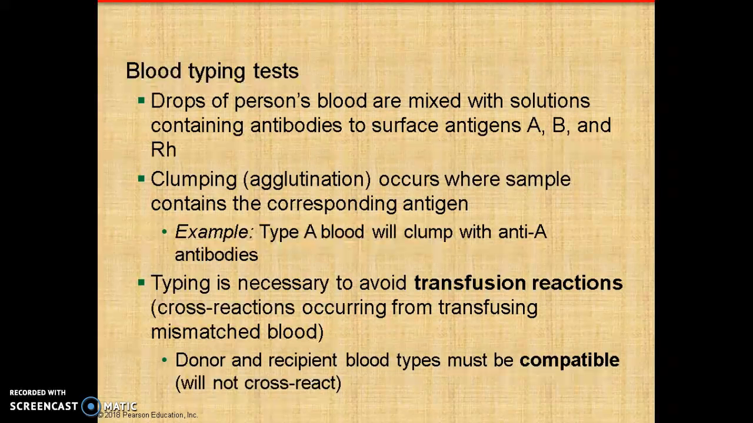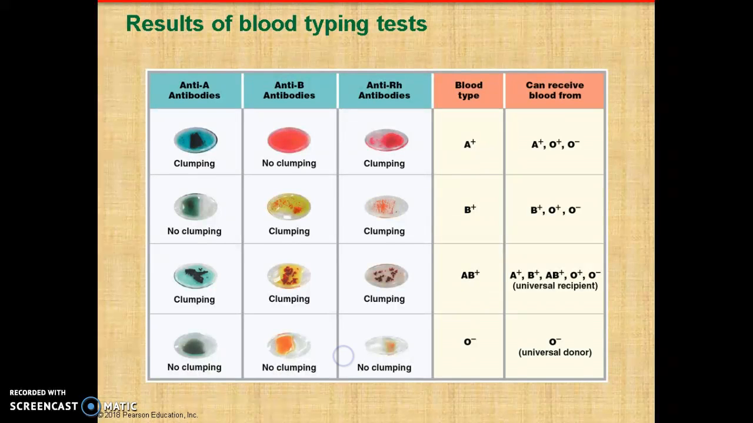This blood typing is necessary to avoid transfusion reactions, which are cross reactions that occur from transfusing mismatched blood. So donor and recipient blood types must be compatible. That is, they will not cross-react or clump.